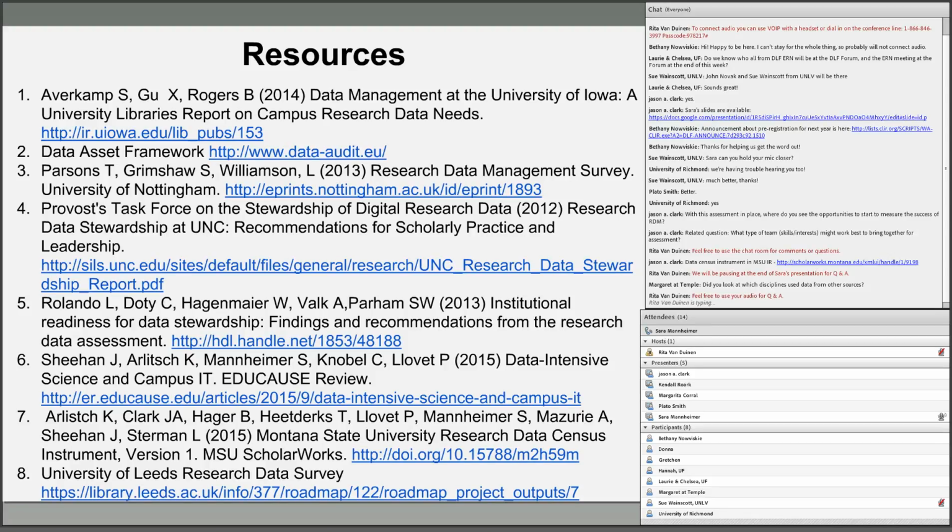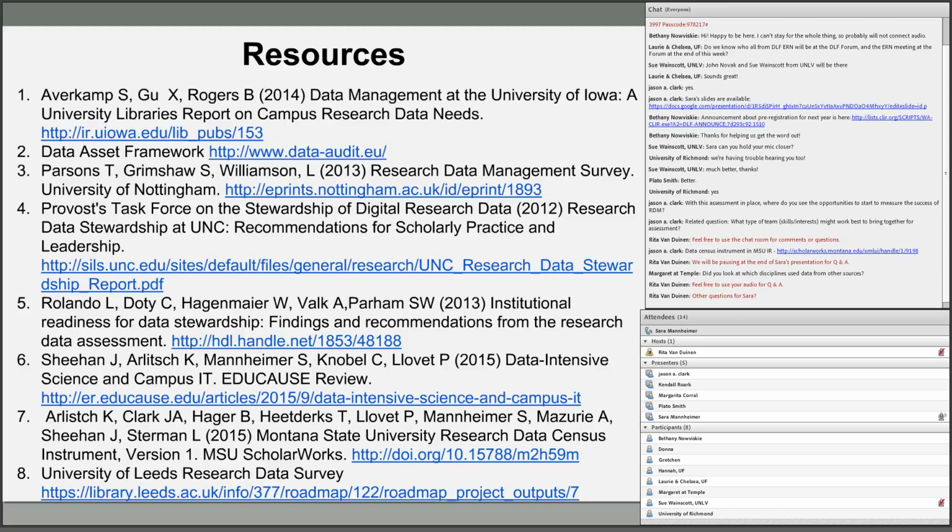And then you also ask what type of team, skills, or interests might work best to bring together for assessment. So for our census, we had 3 employees of research cyber infrastructure in the campus IT team. And we had 4 librarians. And then we also had input from the CIO and from the dean of the library.